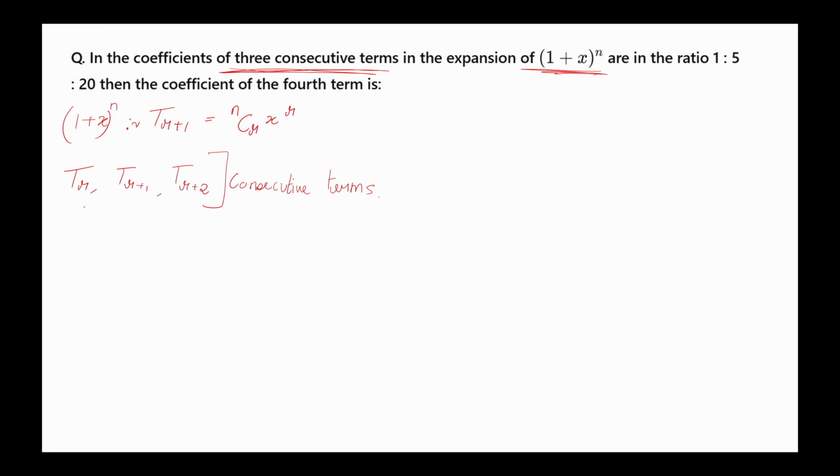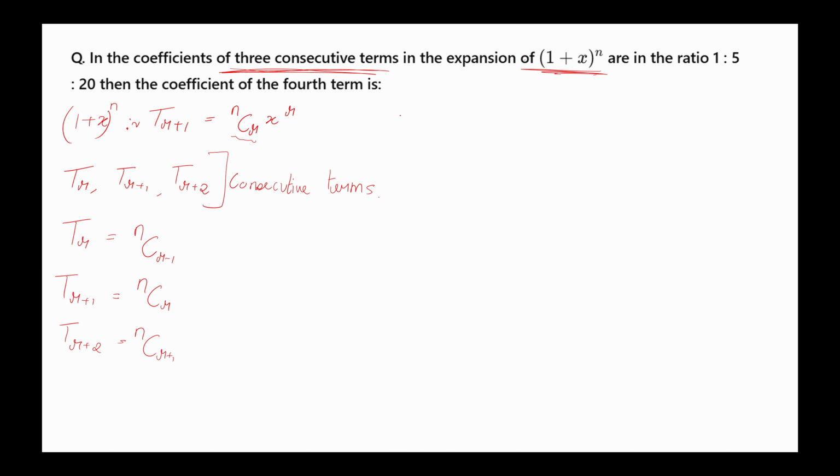Now if I was to write down the general term for all these three terms, I would be left with somewhat like this, and my coefficient of x to the power r at any time would be ncr. So let's say for tr, what would be my coefficient? It would be ncr minus 1. For tr plus 1, my coefficient would become ncr. For tr plus 2, my coefficient would become ncr plus 1. I hope you are understanding this. Now they've told us that these three are in the ratio 1:5:20. So let us take 2 at a time.